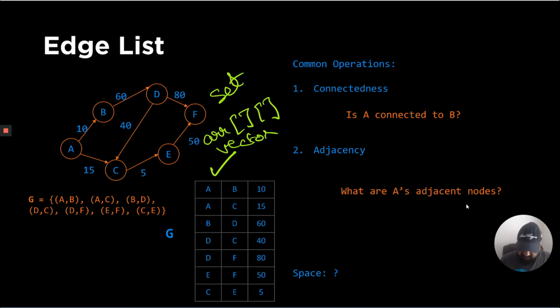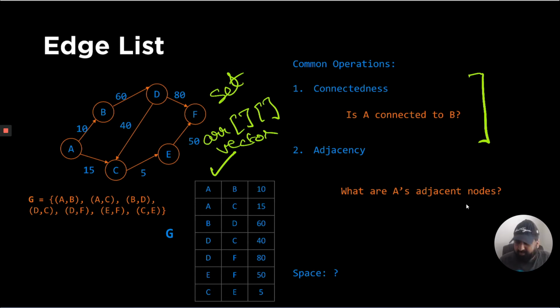Let's discuss the first one, which is: what if I want to check whether A is connected to B? How long will this take? Just pause your video and think about how long it will take to check whether A is connected to B, and how long it will take to check what A's adjacent nodes are. I hope you have paused the video and thought about this.